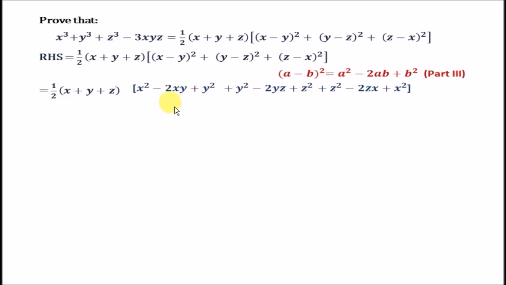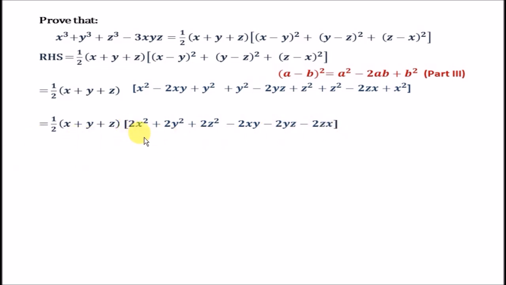Now we have some like terms in the square bracket. We have 1x square here and another x square here, so 1x square plus 1x square will give us 2x square. Similarly, 1y square plus 1y square equals 2y square. And similarly, 1z square plus 1z square equals 2z square. So half into x plus y plus z, and inside the square bracket 2x square plus 2y square plus 2z square minus 2xy minus 2yz minus 2zx.